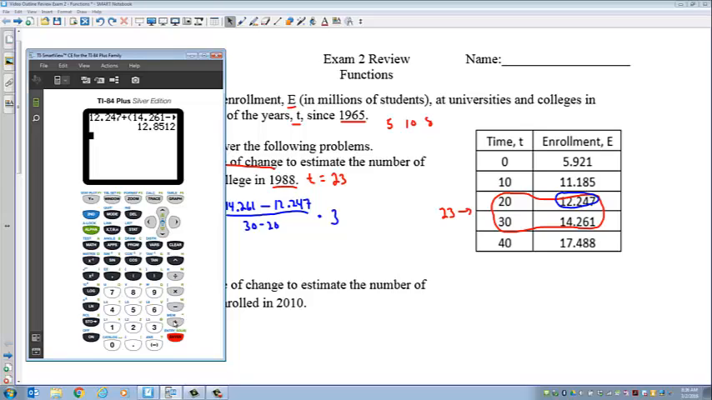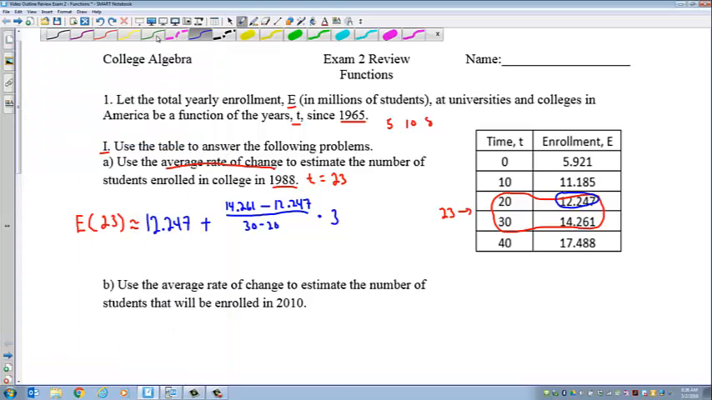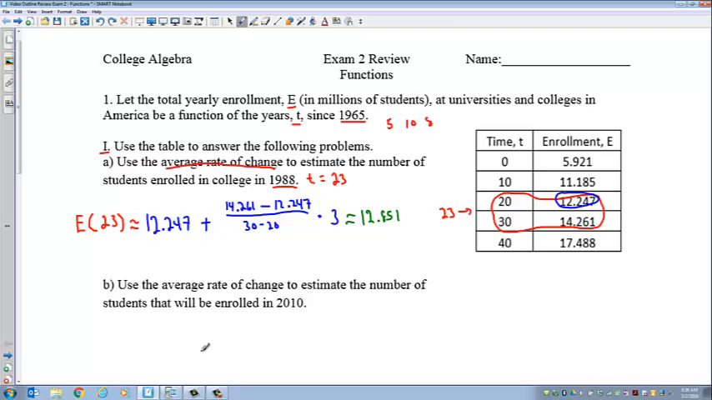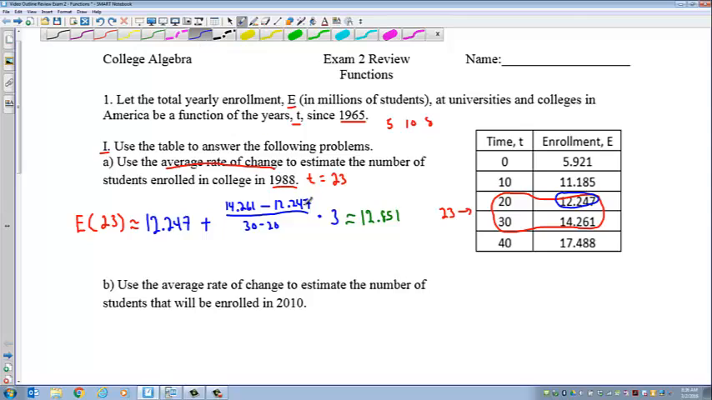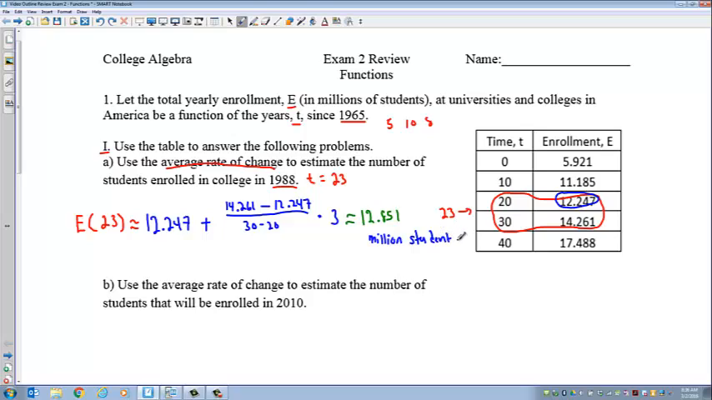and out pops my answer, 12.8512. Now, I'm going to round this to 3 decimal places because all my outputs are rounded to 3 decimal places. So it's approximately, reading this off my calculator, 12.851. Since the 4th decimal place is a 2, you just round down, and so you get 12.851. And of course, you should put what it represents. It's millions, 12.851 million students. So that's my answer.